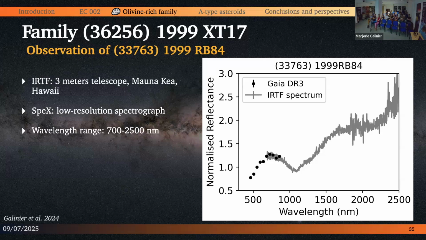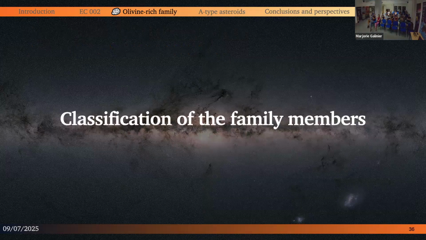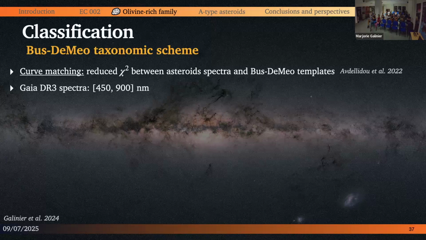And then we decided to classify all of the Gaia spectra we had, taking into account any additional data we could find: near-infrared spectra in the literature, photometric spectra, anything. So we classified the family members. To do so, we used, again, a reduced chi-square method, comparing these objects with the Bus-DeMeo taxonomic scheme. And we did not consider the first and last bands of the Gaia dataset, as usual, because they are affected by systematics.